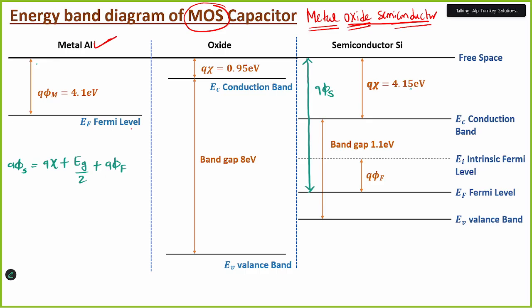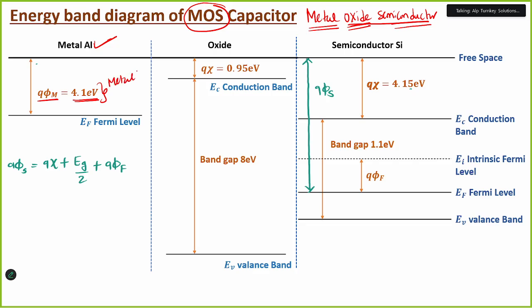This is the energy band diagram. In the different types of materials we have seen, the valence band and conduction band overlap in metals, so the energy gap is very small. This is the Fermi level, so q phi m. The work function of this one is 4.1 electron volts. This is for the metal.